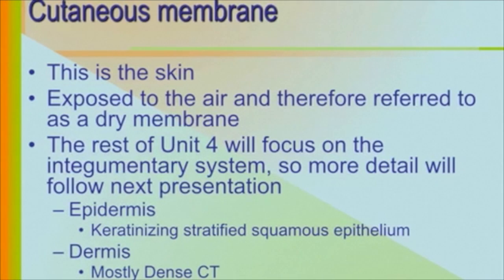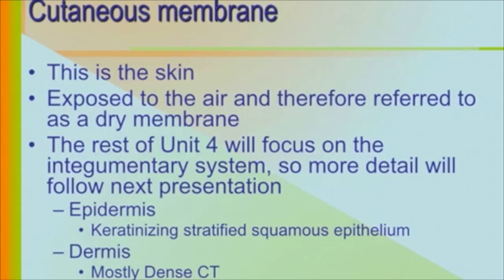Then the deeper layer of the cutaneous membrane, or skin, or integumentary system, is the dermis. This is made of mostly dense connective tissue with some other components as well, but the primary component is that dense connective tissue. Once again, refer back to Chapter 3 for more information on these tissues. Being that the epidermis is made up of keratinized stratified squamous epithelium, what does that tell us about its blood supply? I'm going to do a little Dora the Explorer pause here for a minute to give you a second to answer.